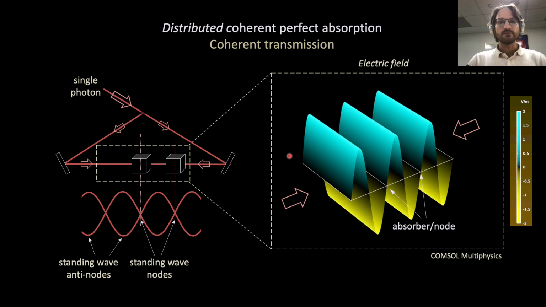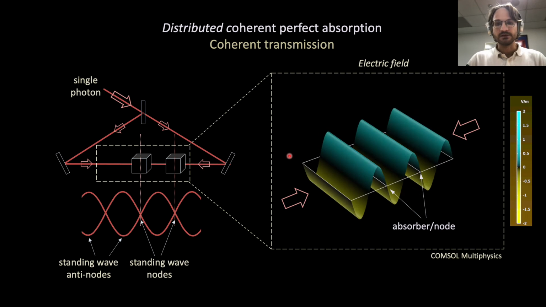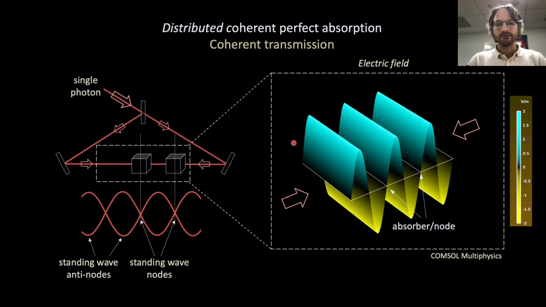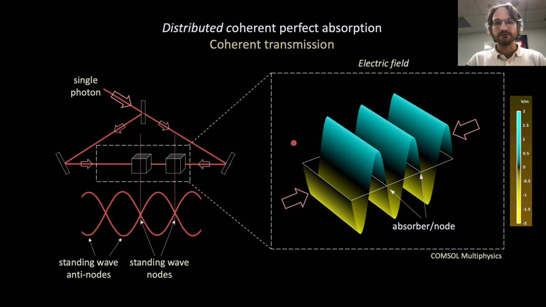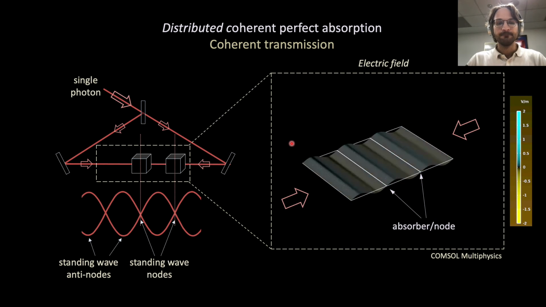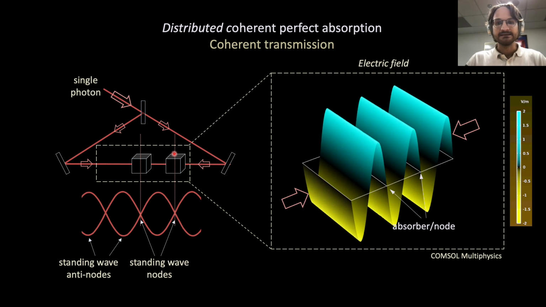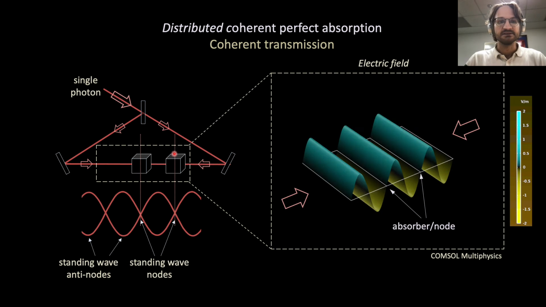So as I said before, we assume that absorbers are of sub-wavelength thickness, but actually it's not necessary, and the regime of light absorption may be achieved in thick media as well. But what we like about thin absorbers is that we may easily access the regime of coherent transmission.